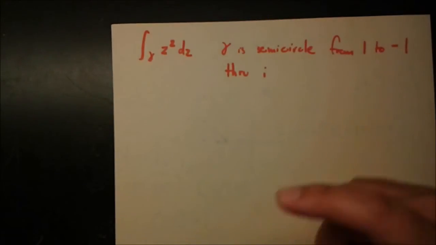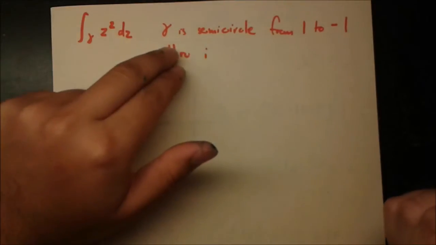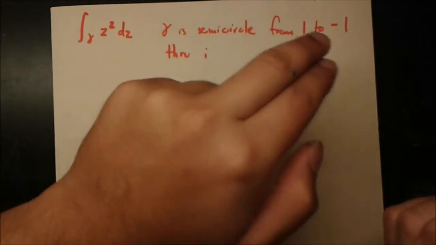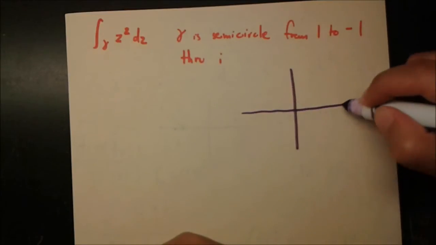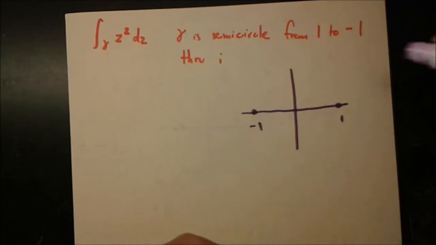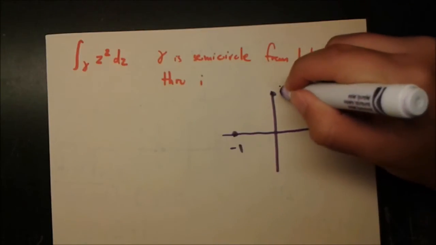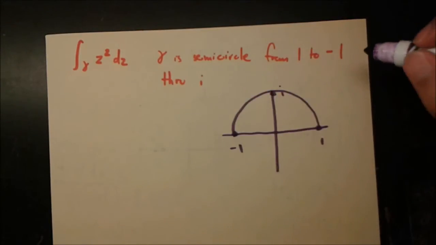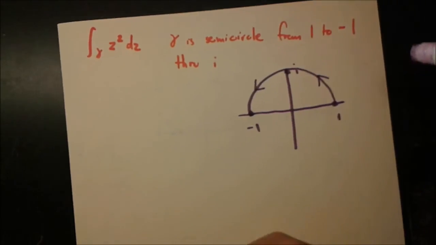We want the line integral of z squared on the curve gamma, and the curve gamma will be the semicircle from 1 to negative 1 through i. So remember, always first draw the graph. Here's 1, here's negative 1, and here's i, so the semicircle is going to look like this. And what's the direction of travel? Well, it says from 1 to negative 1, so the direction of travel is this way.